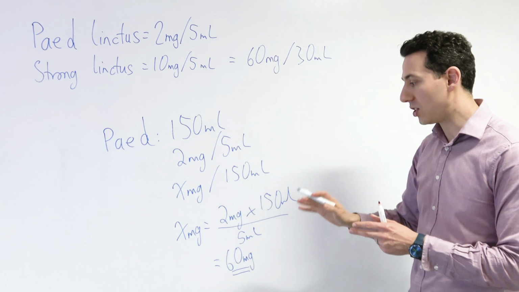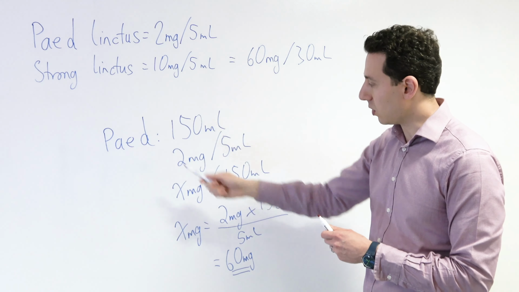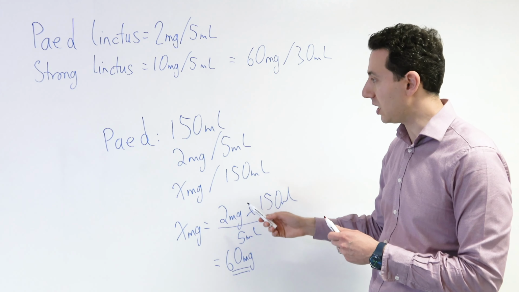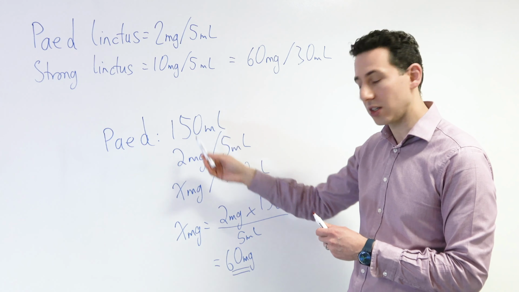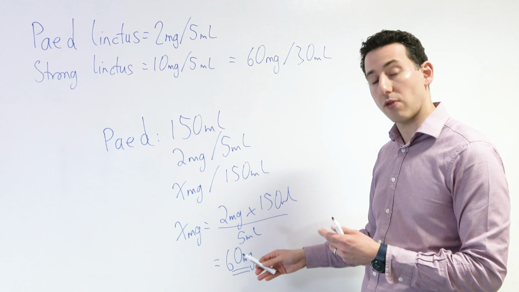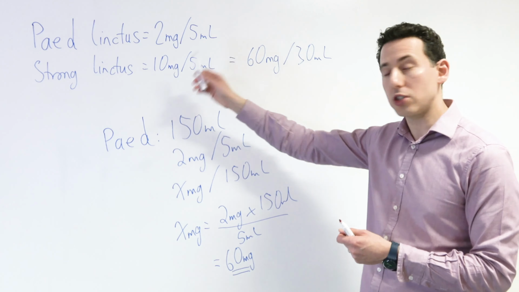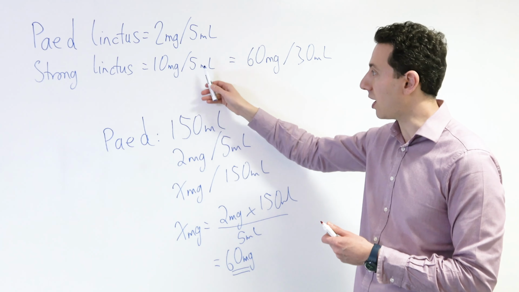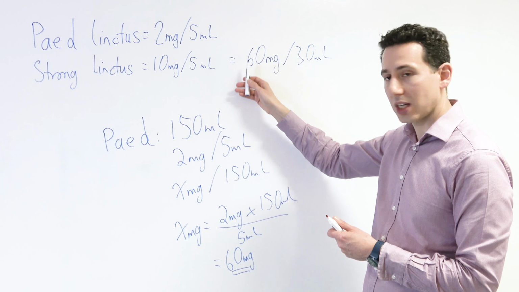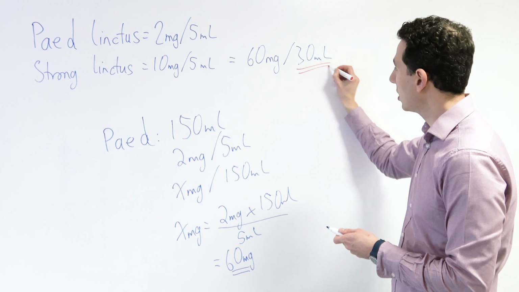So to recap, the patient needs 150 mils of paediatric linctus. We've worked out here that the number of milligrams of Volcadine in the 150 mils of linctus is 60 milligrams. So how many mils of the strong linctus would also give us the 60 milligrams? Well, the strong linctus is 10 milligrams in 5 ml, which is 60 milligrams in 30 ml. So the answer to this question is 30 ml.